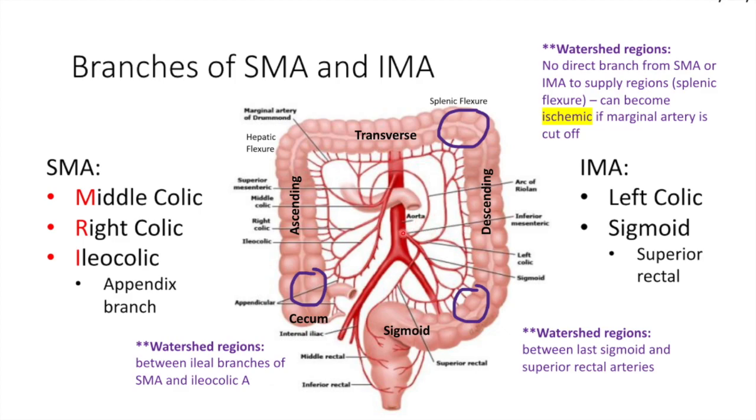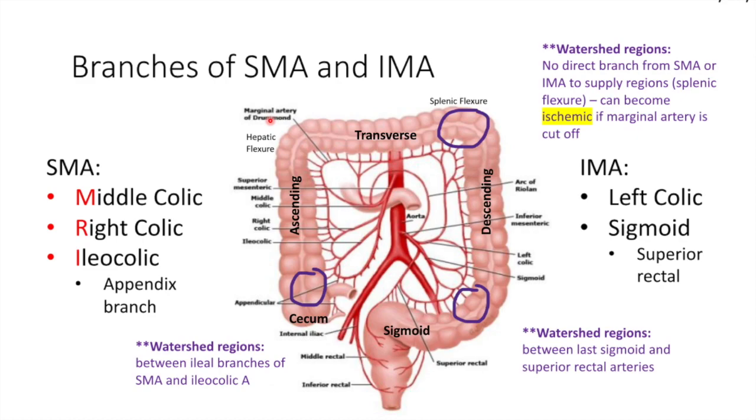Our IMA is going to have a left colic. And remember, in our SMA, there was right colic. So IMA is going to have left colic, and then also sigmoid. And that was to our sigmoid colon. Our sigmoid is going to also give a branch down to our superior rectal. The top two portions, which are our corners, are our splenic flexure on the side of our spleen and then our hepatic flexure on the side of our liver.